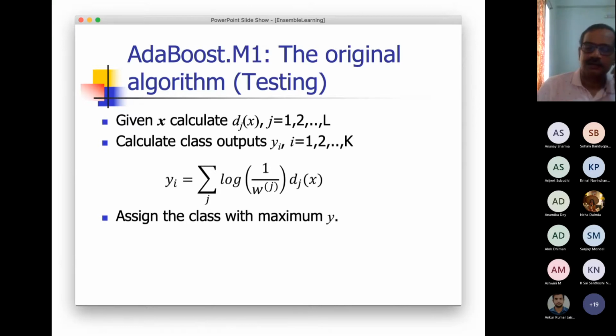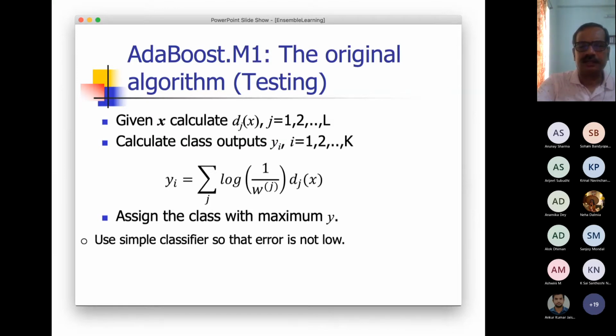Then you make the weighted sum of the scores and assign the class with the maximum y, similar to the MAP approach, where the score could be the class posterior probability from the classifier, or another similar kind of score. A higher score means it is more probable that you assign that sample to the class. So you assign the class with the maximum y.